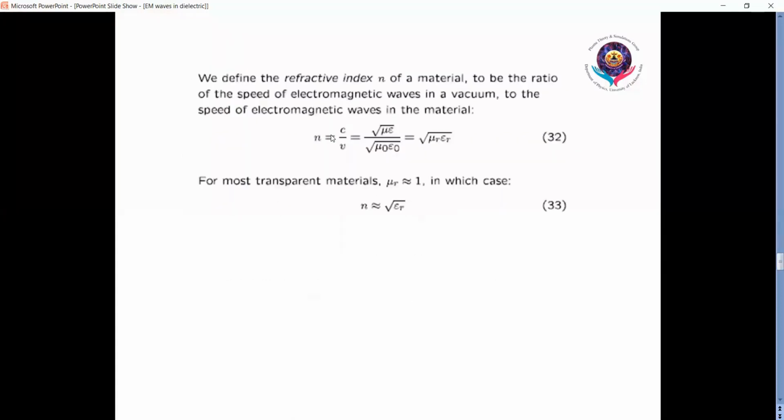And the refractive index, as you already know, is a ratio of the velocity of light in free space upon the velocity of light in the medium. Substituting both the values in terms of mu and epsilon, we get the result in terms of the relative permittivity and permeability. So we see that the refractive index is proportional to the square root of the permeability.